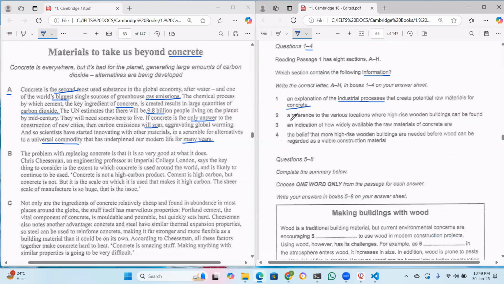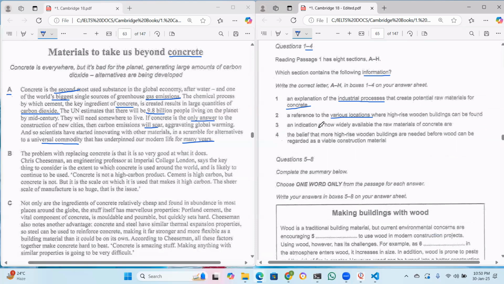Then a reference to various locations where high-rise wooden buildings can be found. So here, did he talk about any locations where there are wooden buildings? No, not at all. So no, A is not matching with two.